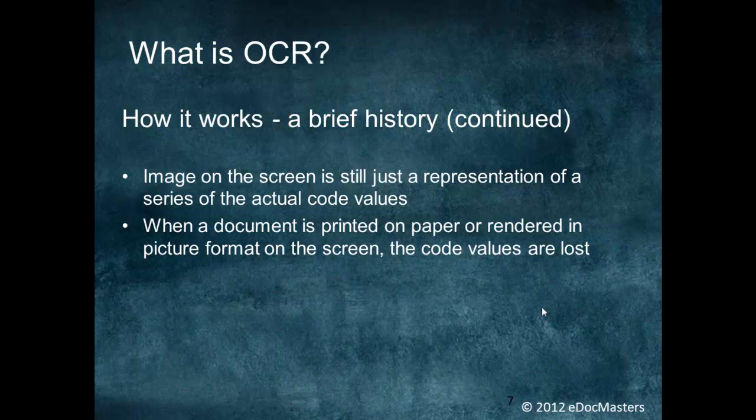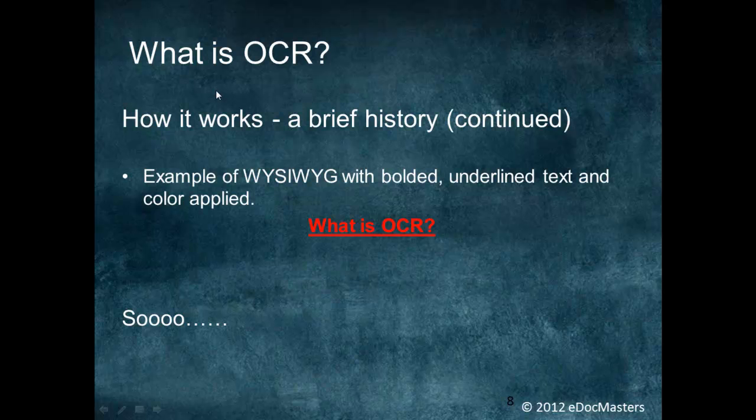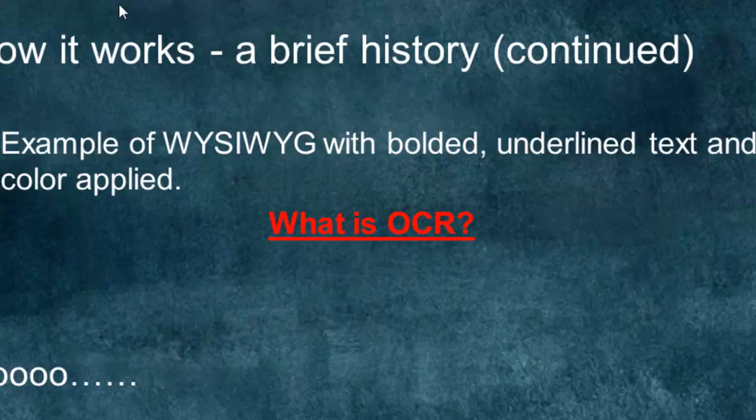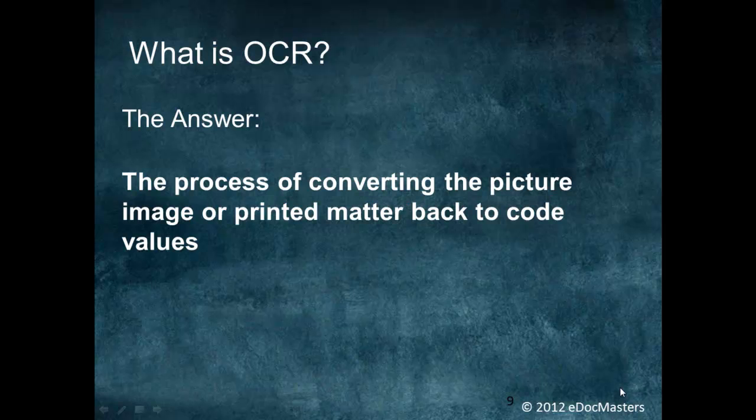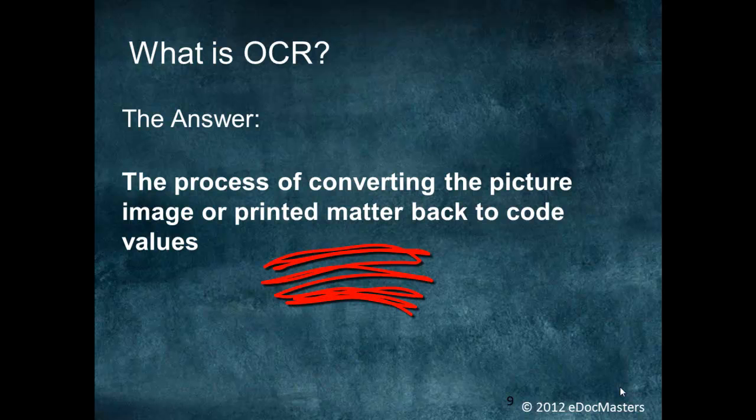The image on the screen is still just a representation of a series of the actual code values. When a document is printed on paper or rendered in picture format on the screen, the code values are lost. Here's an example of WYSIWYG with bolded, underlined text and with the color red applied. So the answer to the question, what is OCR? It's the process of converting the picture, image, or printed matter back to code values that a computer can understand.